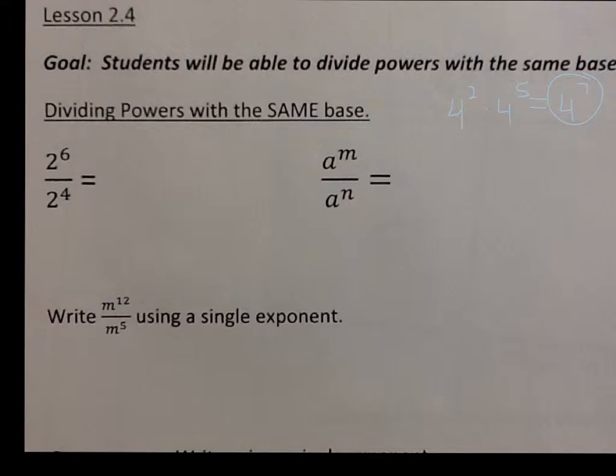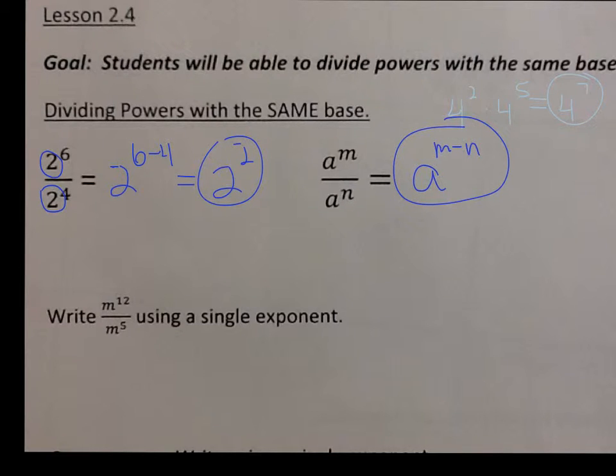Alright, so we have 2 to the 6th over 2 to the 4th. And when the bases are the same, what we do is we subtract exponents. So we're going to take 2 to the 6th minus 4, which is 2 to the 2nd. So let's generalize. If I have a to the m divided by a to the n, it becomes a to the m minus n. We subtract exponents.